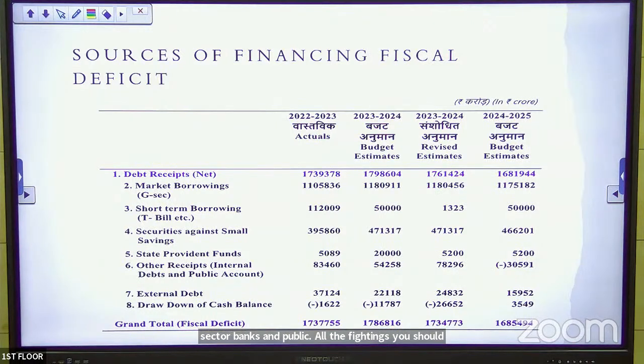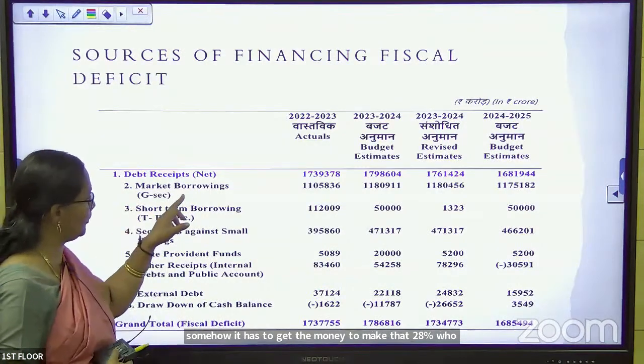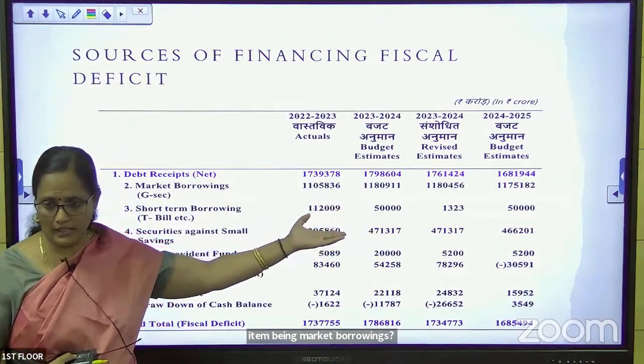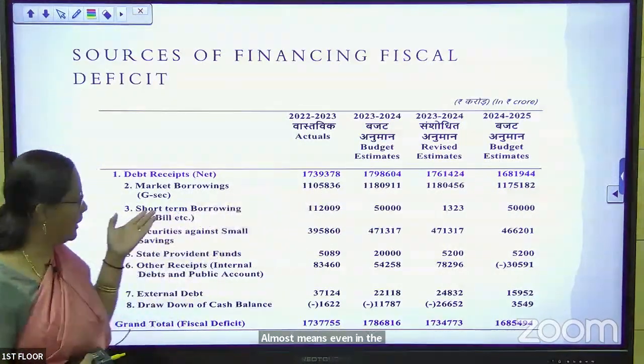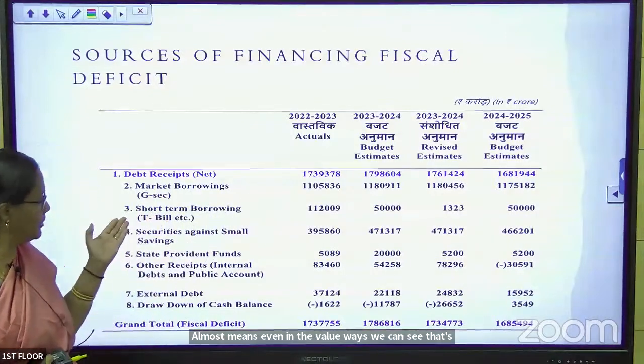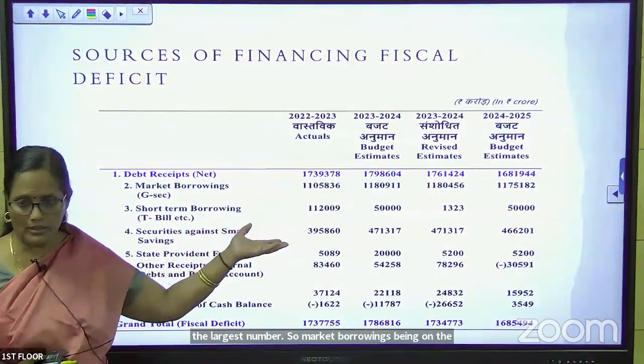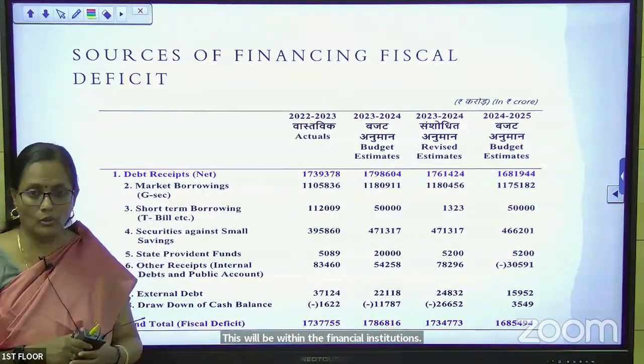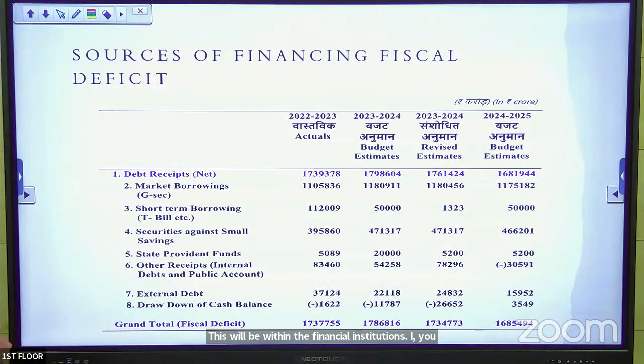We asked the government to stop monetizing the deficit, but somehow it has to get the money to make up that 28 paise. Who will give this 28 paise? Who is giving? Are you seeing the topmost item being market borrowings? Topmost means even value-wise, that's the largest number here. So market borrowings being on top, then you have the short-term borrowing, which is all through the T-bills. This will be within the financial institutions. And you would have studied in class internal debt, external debt, and other internal liabilities. Yes or no? Yes.